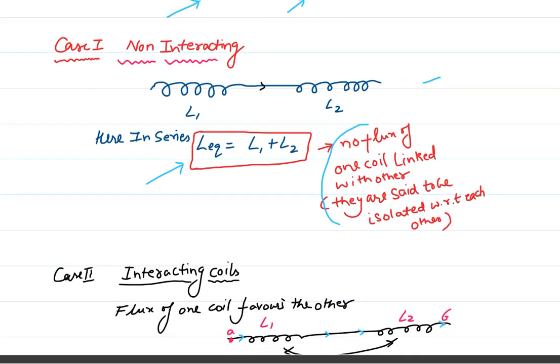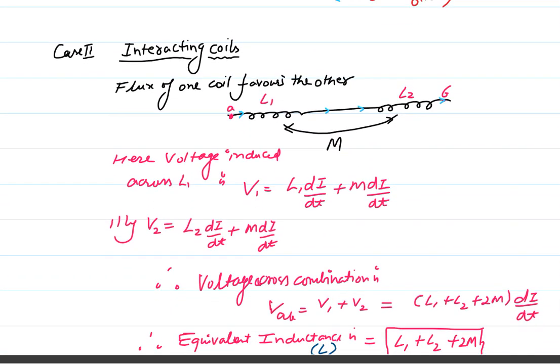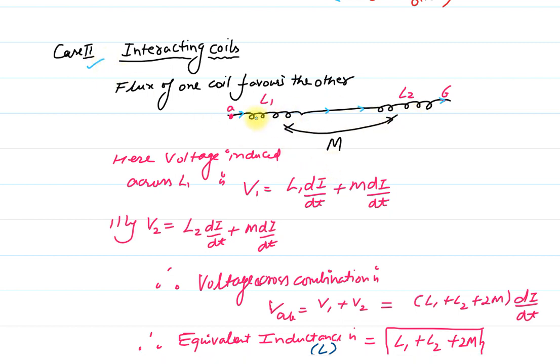Now let's move to the second possibility. What is the second possibility? The second possibility is interacting coils. It means that the flux of one coil, as these two coils are in series, gets linked with the other. Let's suppose the flux of one coil favors the other. It means the flow of current is in such a manner that the flux of one coil is linked with the other coil, and the other coil's flux is also linked in the same sense. So the flux of one is favoring the other.